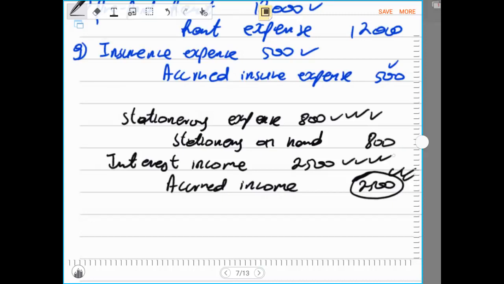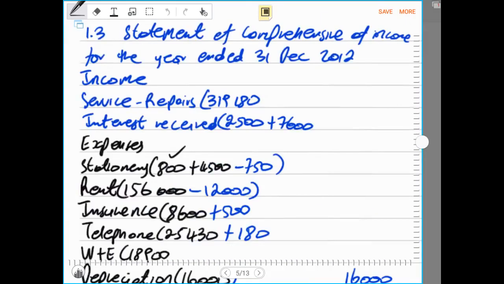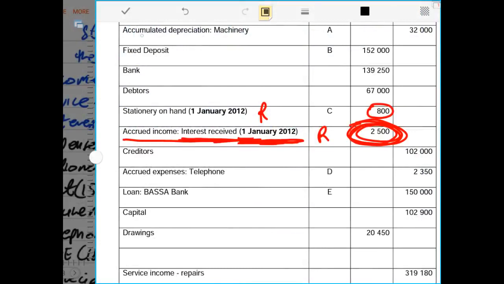So now the only one that we are recording is 2,500 rands, and that will be negative under our interest income in the income statement. So now we record that as 2.5 in the income statement. So under our incomes, we say less 2,500. Then we draw a line there, then it will be completely done. So now we have accounted for everything. We have accounted for everything that needed to be accounted for.